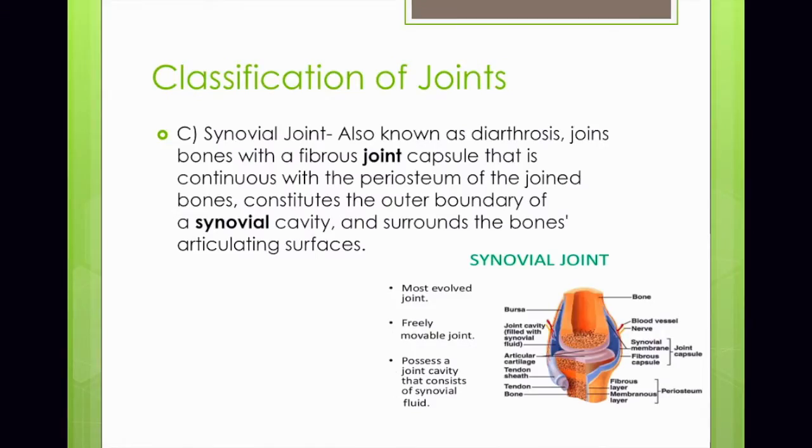Synovial joints, also known as diarthrosis, join bones with a fibrous joint capsule that is continuous with the periosteum of the joined bones, constitutes the outer boundary of a synovial cavity, and surrounds the bone's articulating surfaces. Below is an image that can show you a better understanding of the synovial joint.